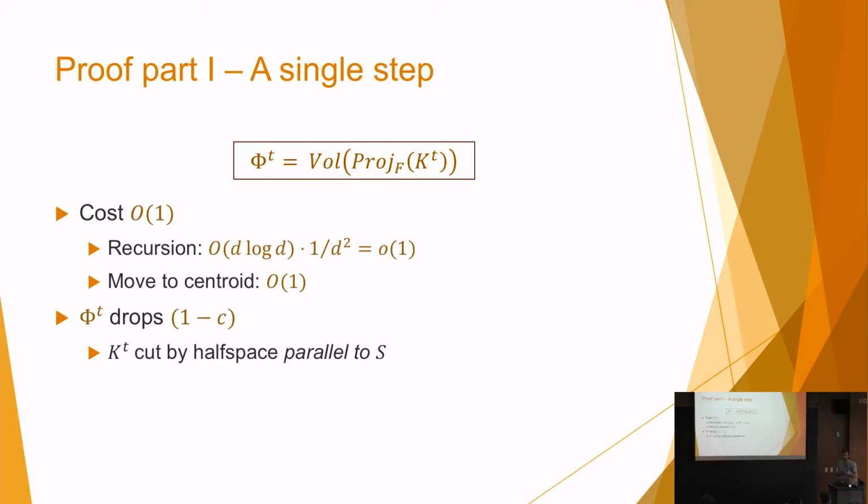Now, since I'm doing recursion, I'm assuming inductively that I can play that lower dimensional body with cost at most d log d times the diameter of that body, which is little o of 1. So that's how I'm able to recurse, get this cut that I want in constant cost. And now the potential is dropping by 1 minus c.